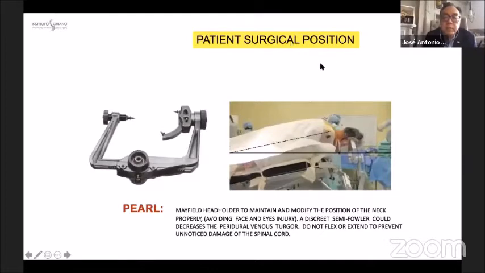The surgical position is important. I usually use a Mayfield head holder to maintain and modify the position of the neck properly, avoiding face and eyes injury. Discrete semi-fowler could decrease the peridural venous turgor, and my recommendation is don't flex or extend, to prevent damage of the spinal cord during the anesthetic procedure.